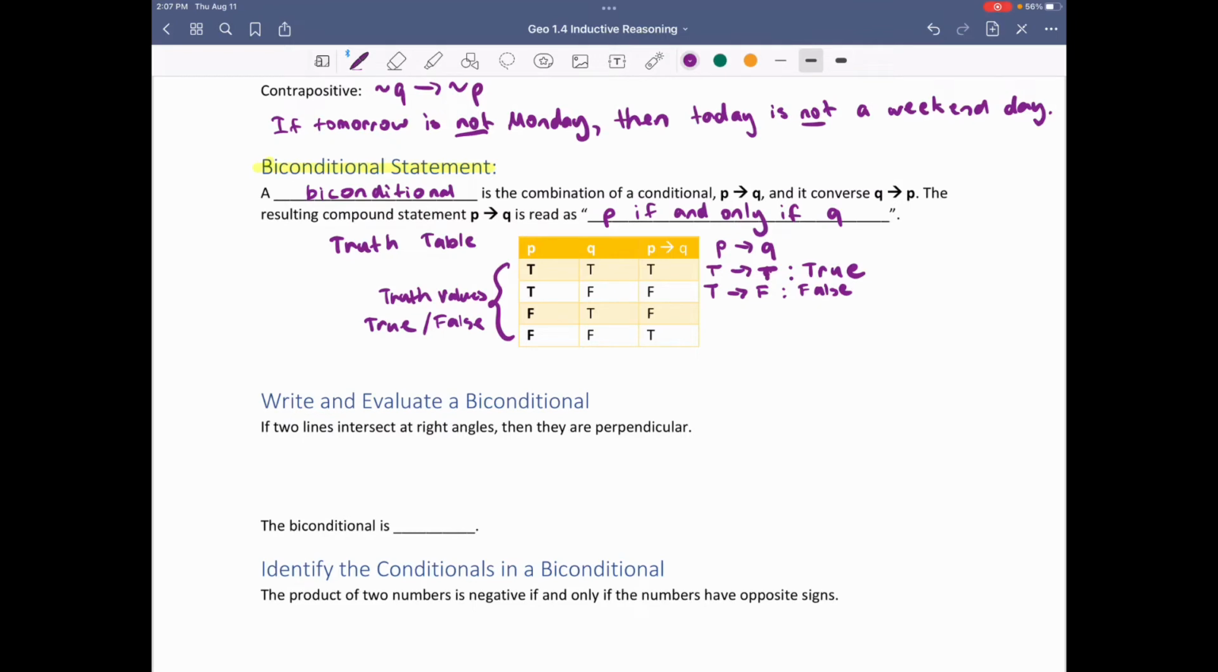And for our third row, if P were to be false, but our Q is true, it would still mean that our biconditional statement is false overall. And as for our fourth and last row, if both P and Q are false, then that would mean that the biconditional statement is true.